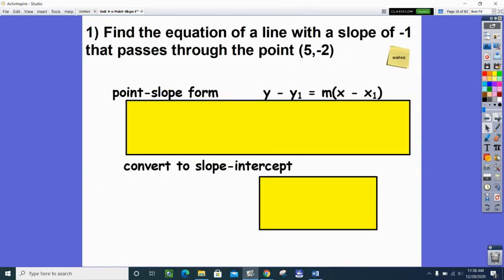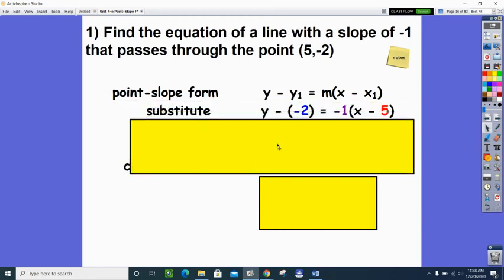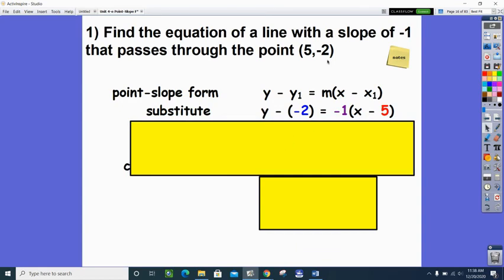Okay, so we're going to find the equation of a line with a slope of -1 that passes through this point, and I want you to make sure it's in slope-intercept form. So how about you try this one? Okay, so the first thing we're going to do is put it into point slope form. So the x coordinate is going to go in after the minus, following the x. The y coordinate is going to go after the minus, following the y, and the slope takes the m spot.